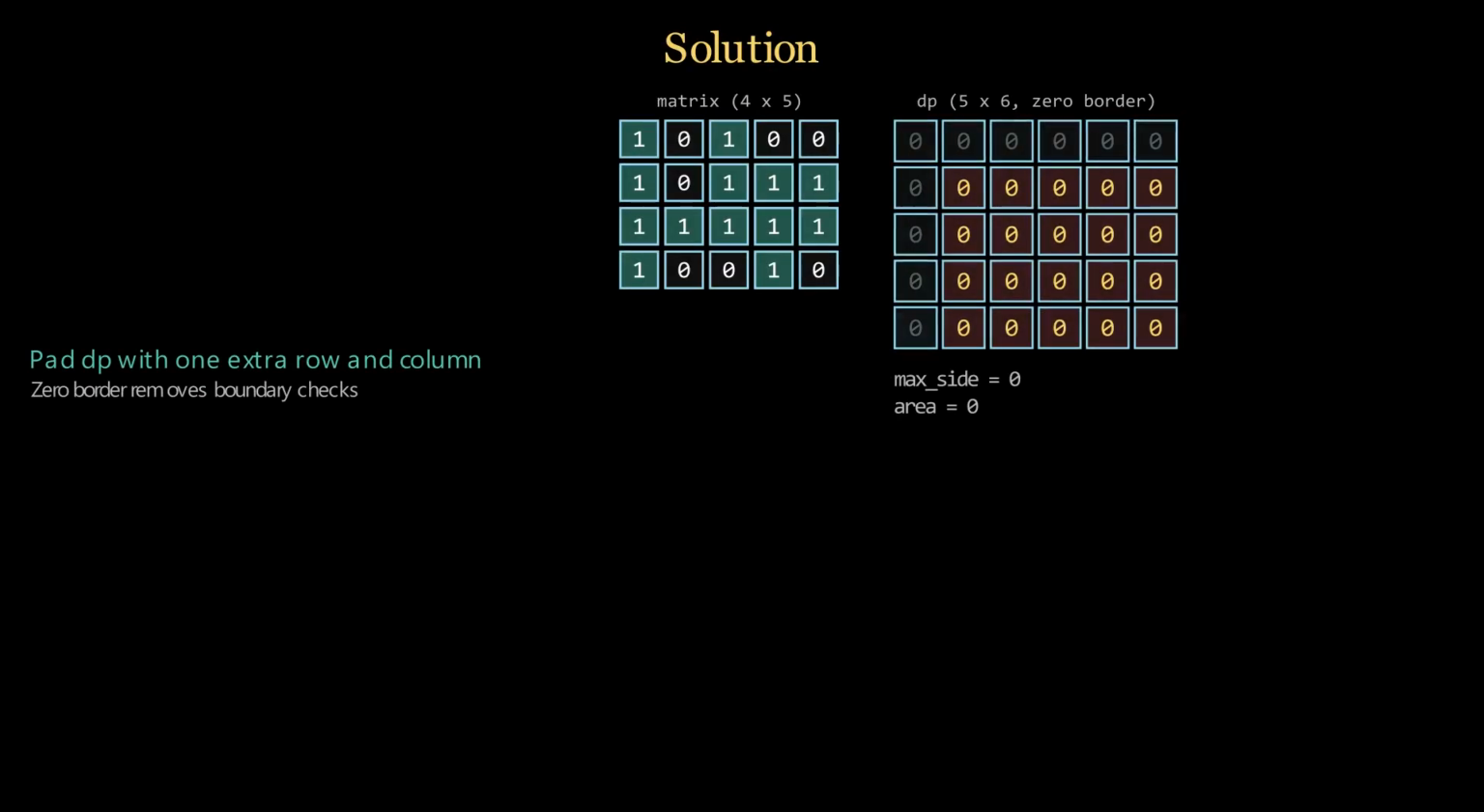Build a DP table with 1 extra row and 1 extra column on top and left, all zeros. This zero border removes the special cases for the first real row and column, so DP at I, J only needs the recurrence.